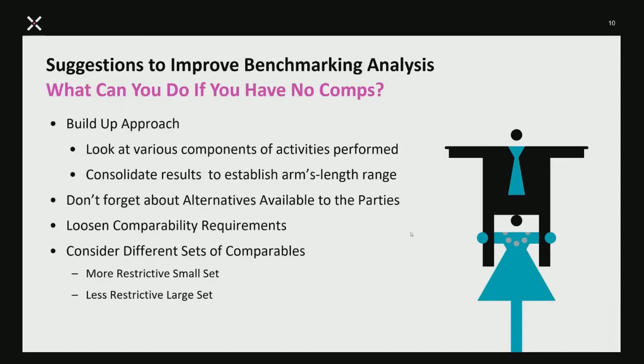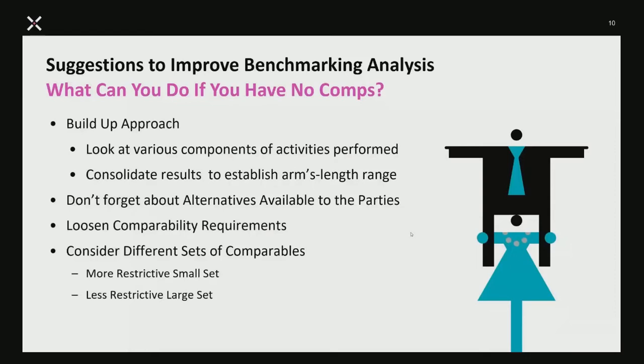And then one of the things I like to remind myself a lot is don't forget about alternatives available to the parties, because at the end of the day, what else are these companies going to do if they don't enter into this transaction? What else would they do? And if you start thinking about what their options are outside of the intercompany transaction, it could provide some perspective in terms of what type of benchmark could be reliable for purposes of this analysis, or where else might you look? So it's really interesting when you start asking that question, what you might find in terms of a creative solution when you don't have good comparables.